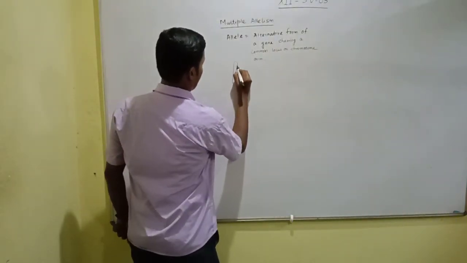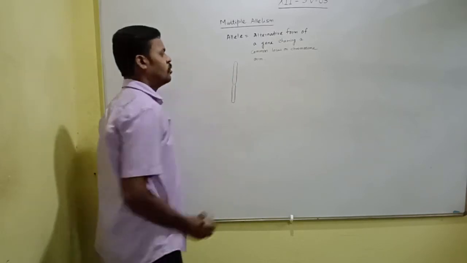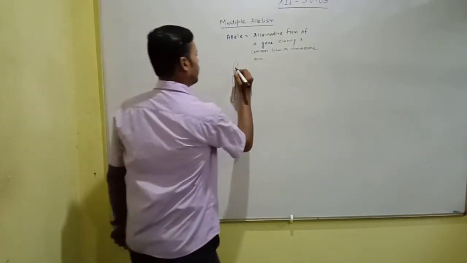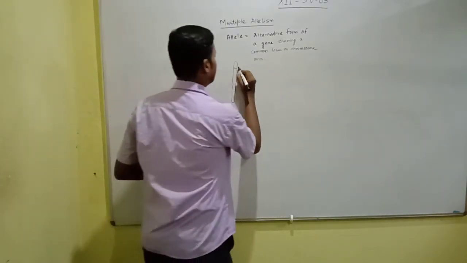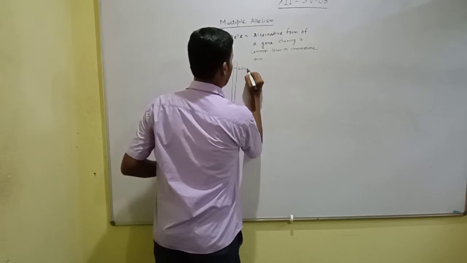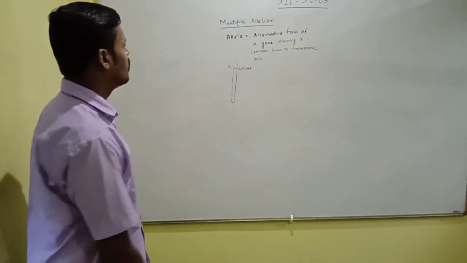So this is a chromosome with two distinct arms. The fixed physical position where the allele sits is called a locus. Suppose the allele is A. So this is your allele.